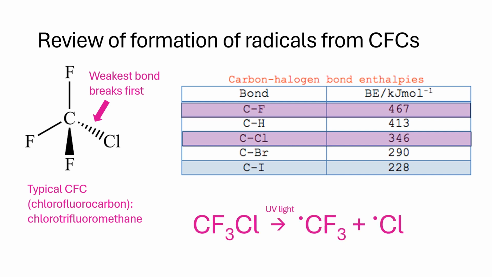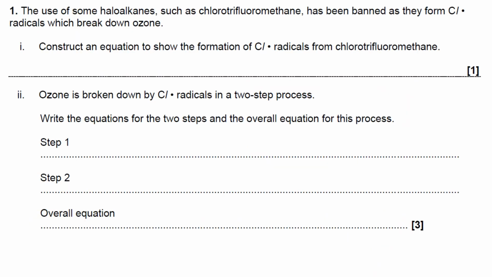So when it's attacked by UV light, or when UV light is shone onto that molecule, the weakest bond will break first. So that leaves behind two radicals, a CF3 radical, which is the remaining part of the molecule, and the chlorine atom that comes off with its electron, remembering it gets its electron back from the shared pair during homolytic fission. So the chlorine radical is what is actually responsible for initiating the breakdown of ozone in the upper atmosphere. So, constructing an equation to show the formation of Cl radicals from chloro-trifluoromethane is quite straightforward. We just had a quick look at it.